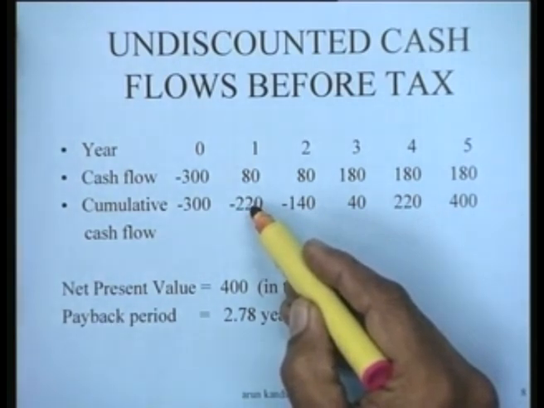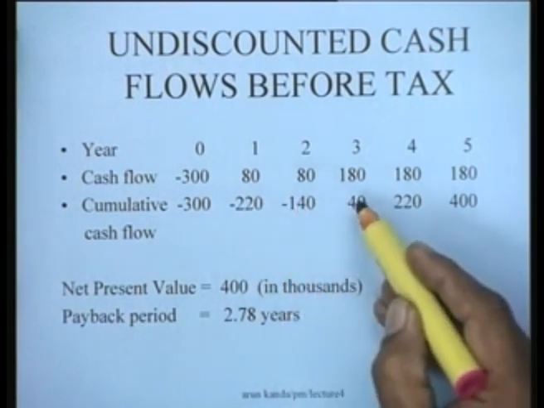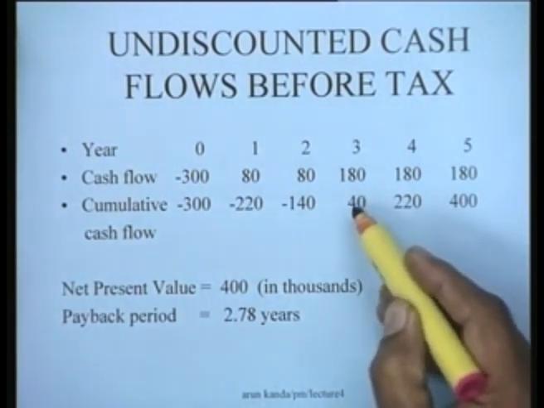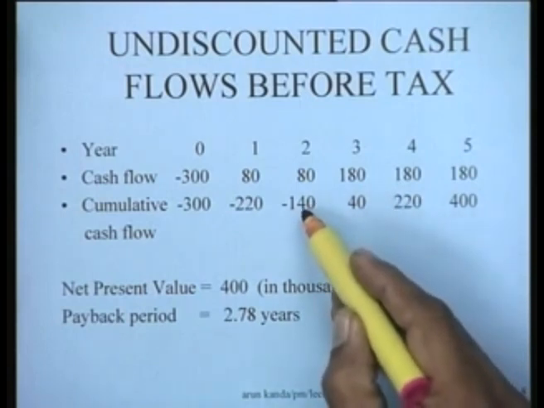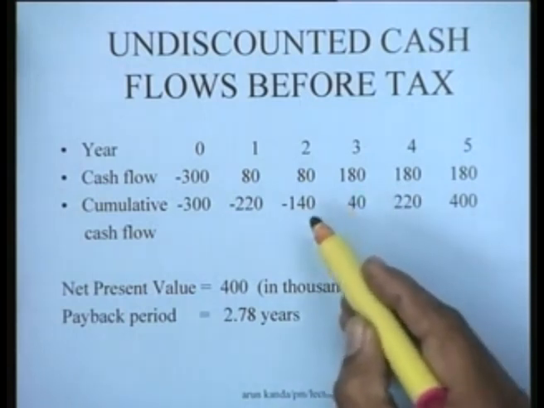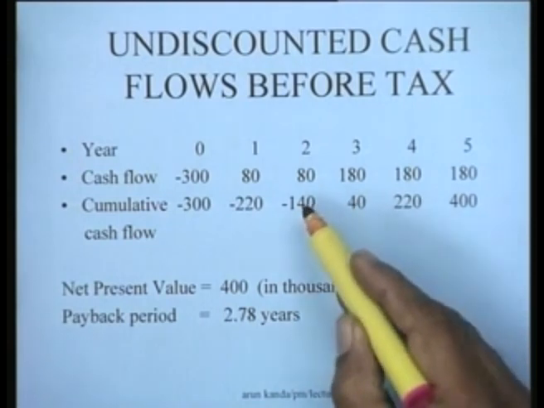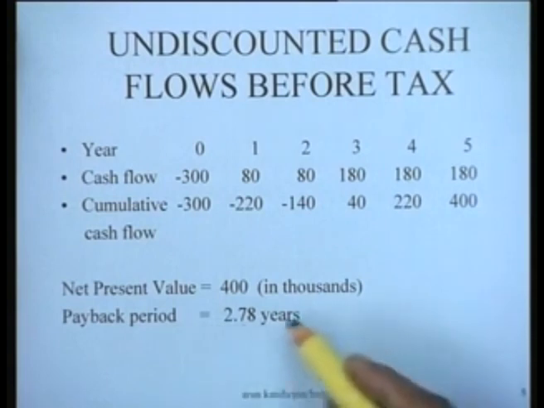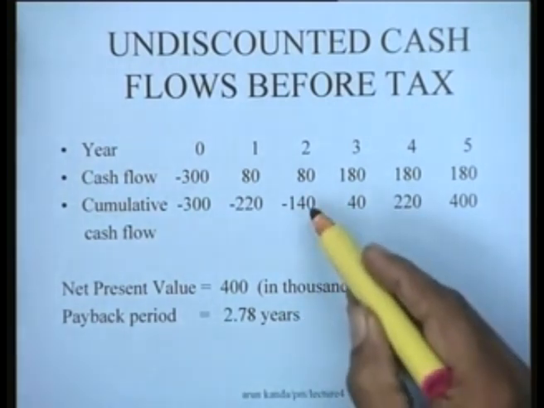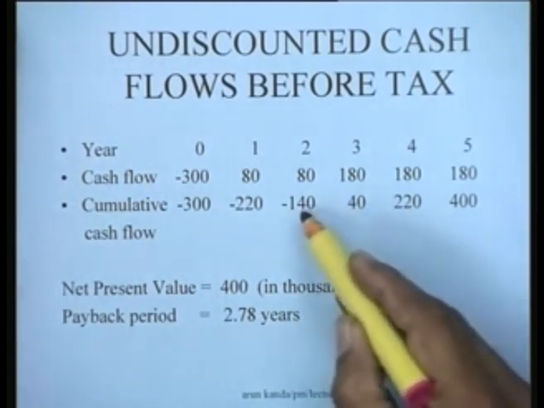The negative sign shows unrecovered expenditure, and by the end of the third year you have a net profit of 40,000 rupees. So the payback for this particular thing will obviously lie between the second and the third year, and if we interpolate linearly between these two values, we find that in this case the payback period works out to be 2.78, which is between these two particular values.